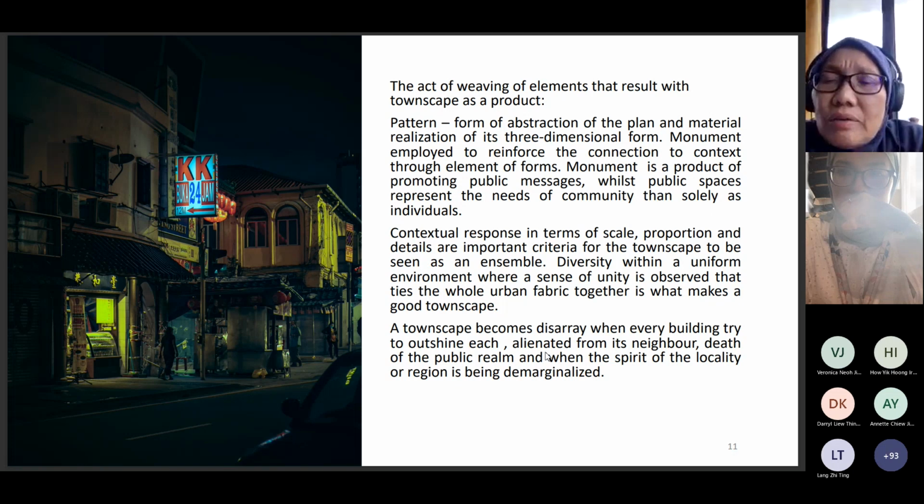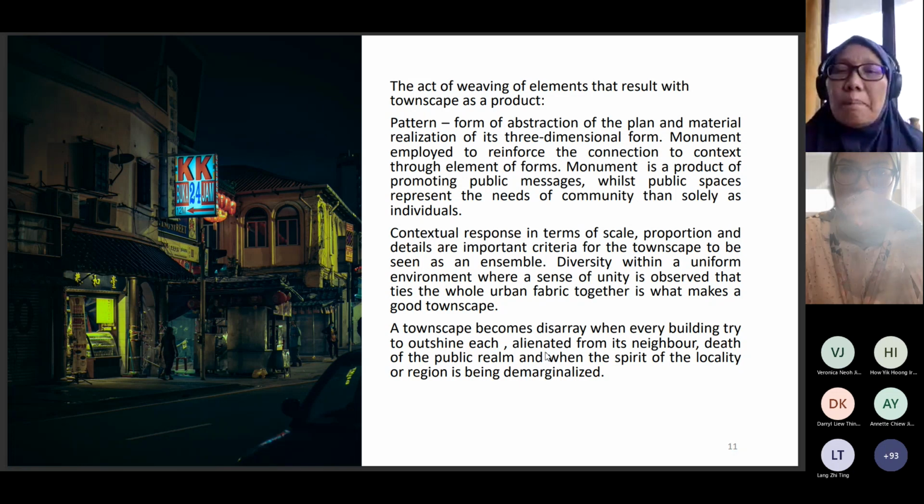So diversity within a uniform environment is very important, because we cannot expect all buildings to look the same. If you have a very uniform environment, then you will create a sense of boredom to people who view the place. But you must appreciate there should be some diversity within a uniform environment that will give the sense of a whole, where there will be a sense of unity being observed that ties the whole urban fabric together, and this is what makes a good townscape.